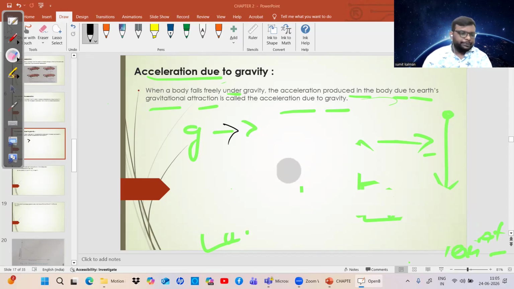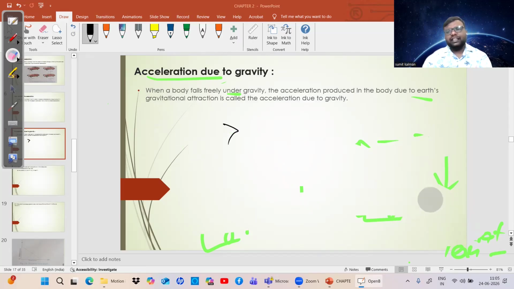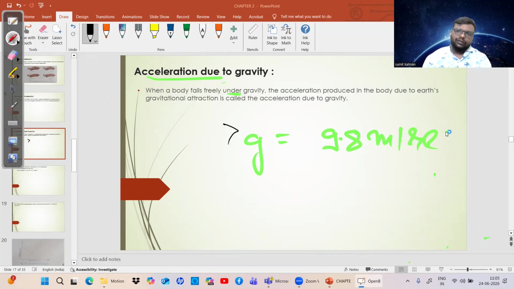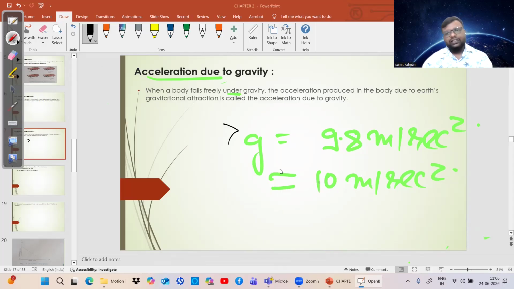Now, students, what is the average value of g, that is, acceleration due to gravity? The average value of g is 9.8 meter per second square, or nearly approximately we can take 10 meter per second square. And the value of g varies from place to place. For the moon it is different, for the earth it is different. So it will vary from place to place.